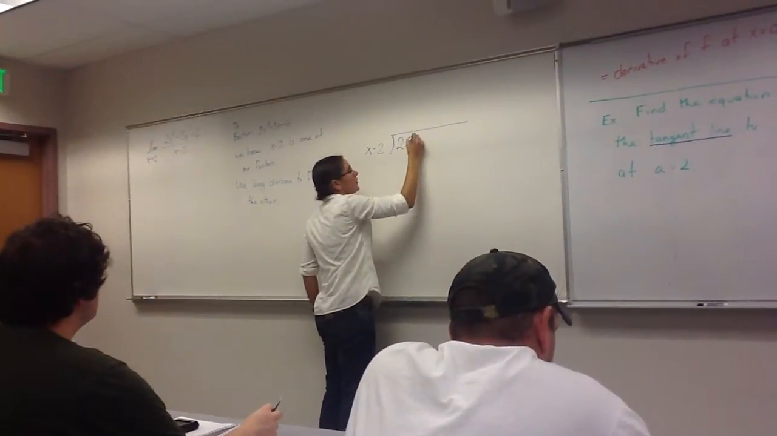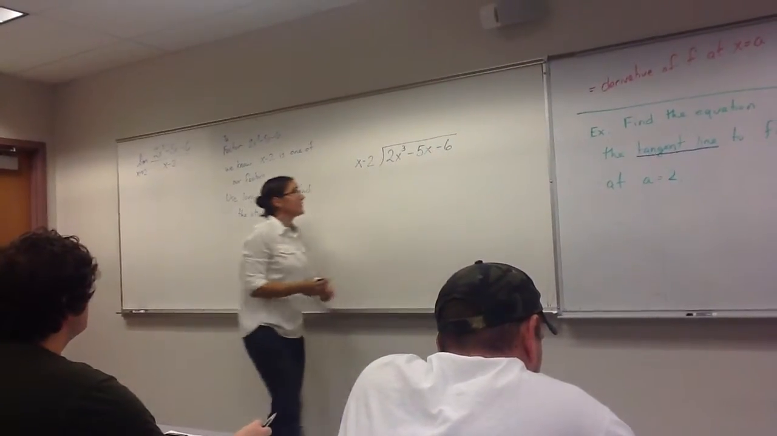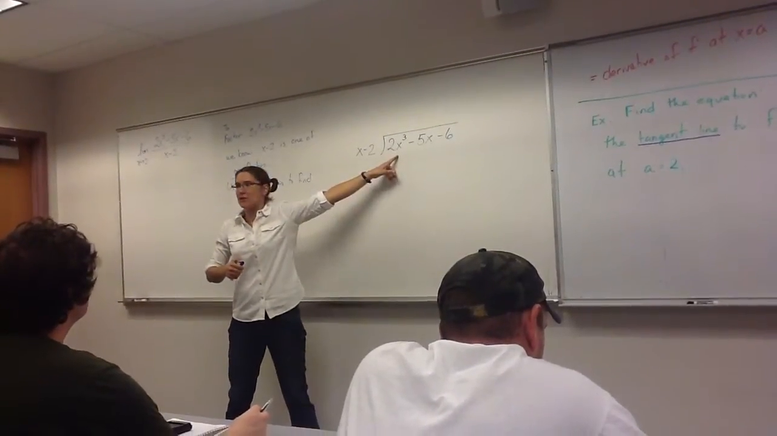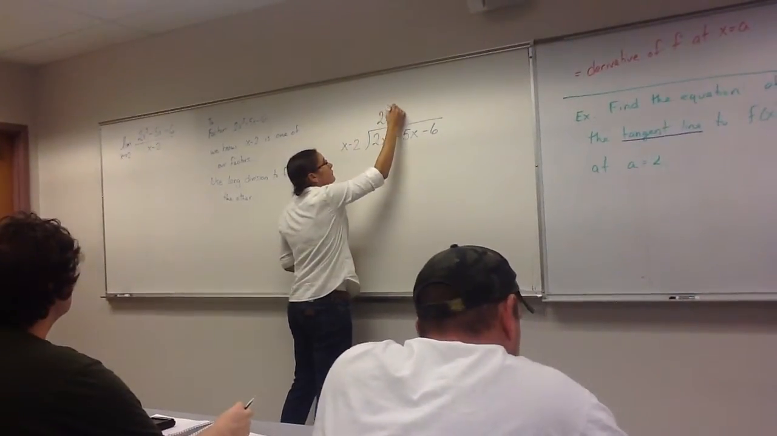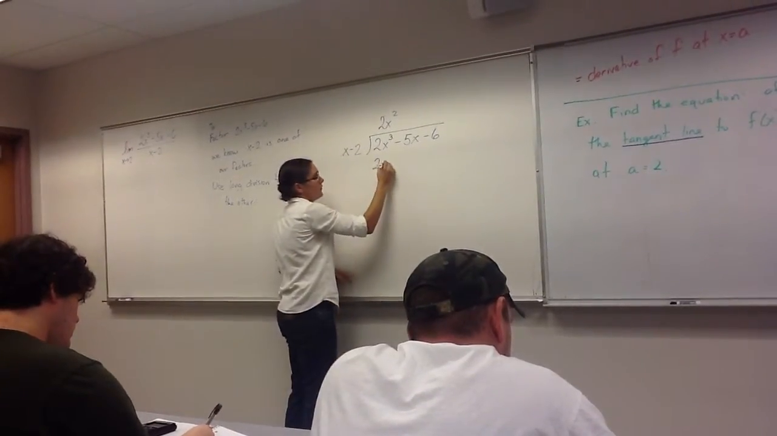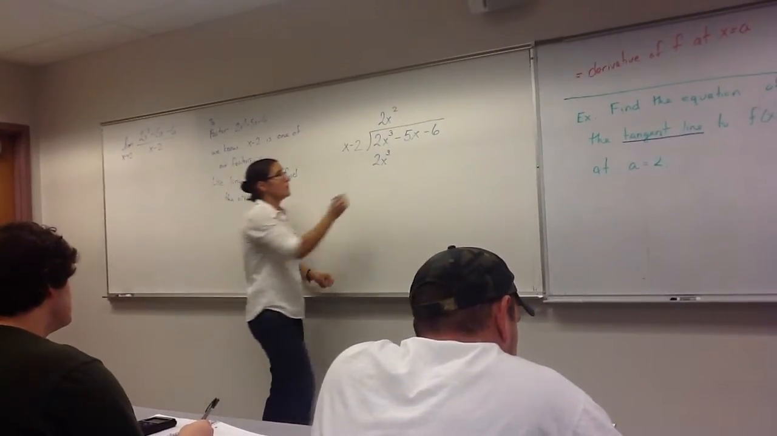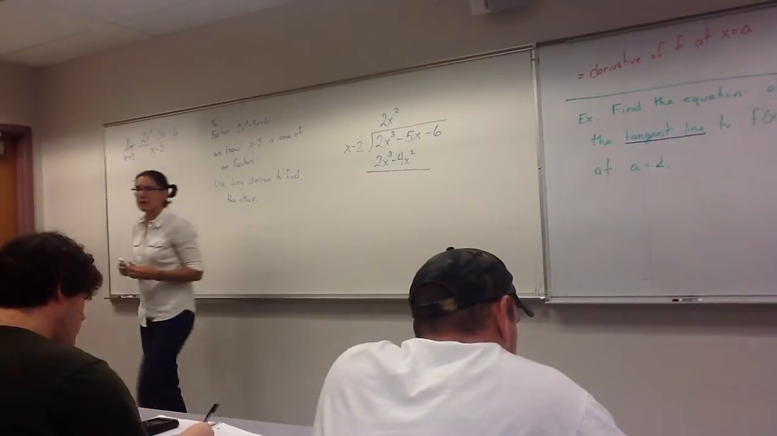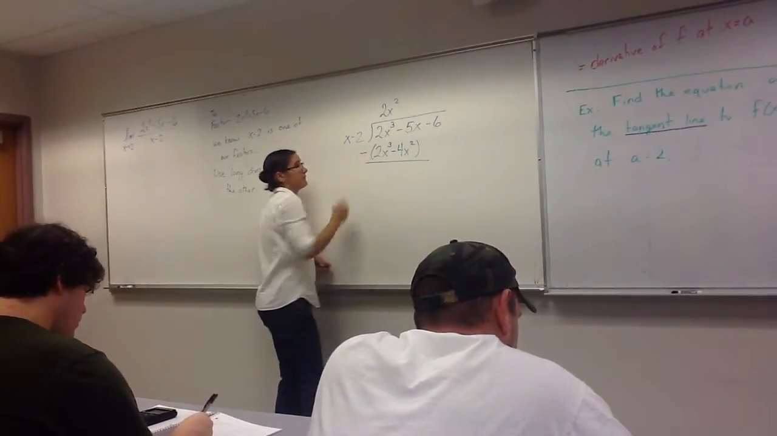So I've got 2x cubed minus 5x minus 6. And so I ask myself, what do I need to multiply x by to get 2x cubed? I need to multiply by 2x squared. So 2x squared times x gives me 2x cubed. And my 2x squared times negative 2 gives me negative 4x squared. And I'm going to subtract this piece from what I have above it.